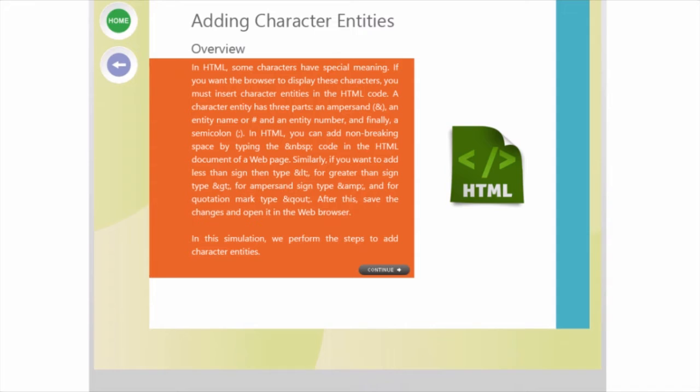For a greater than sign, type ampersand GT semicolon. For an ampersand sign, type ampersand AMP semicolon. And for a quotation mark, type ampersand QUOT semicolon. After this, save the changes and open it in the web browser. In this simulation, we perform the steps to add character entities.